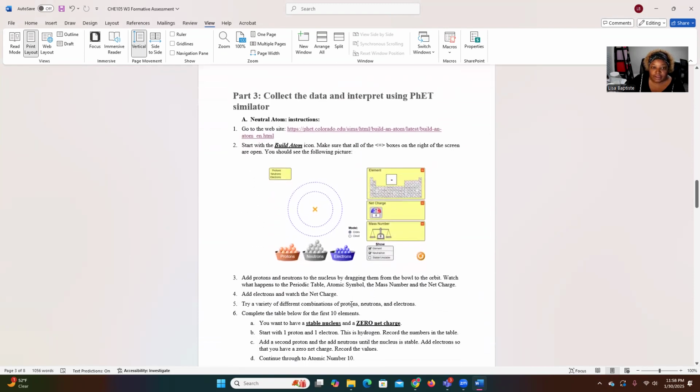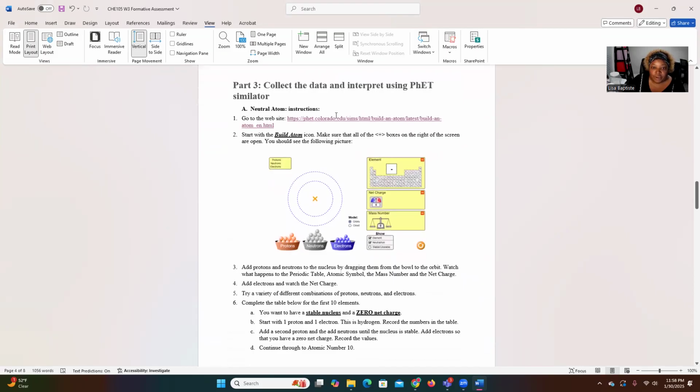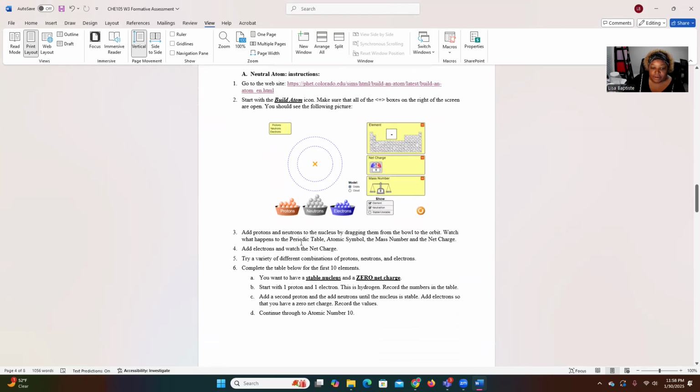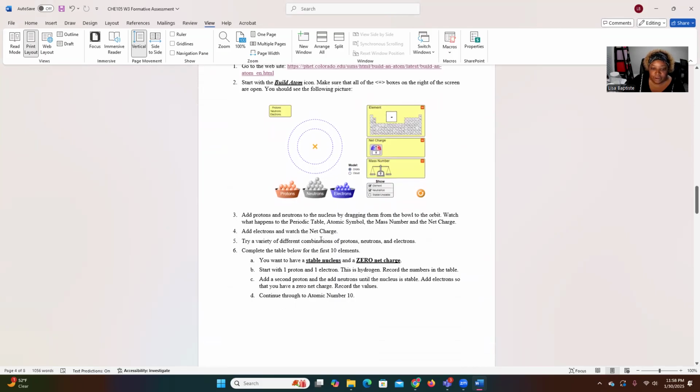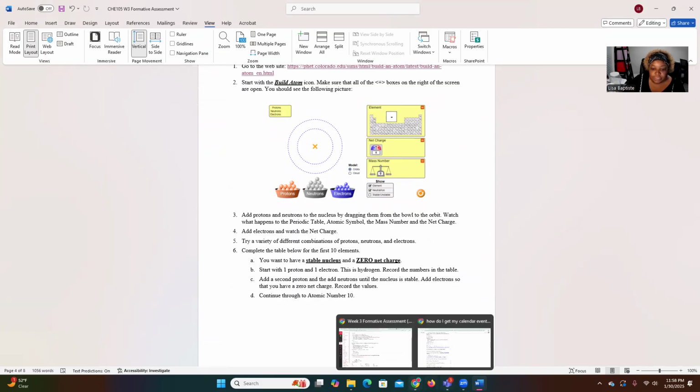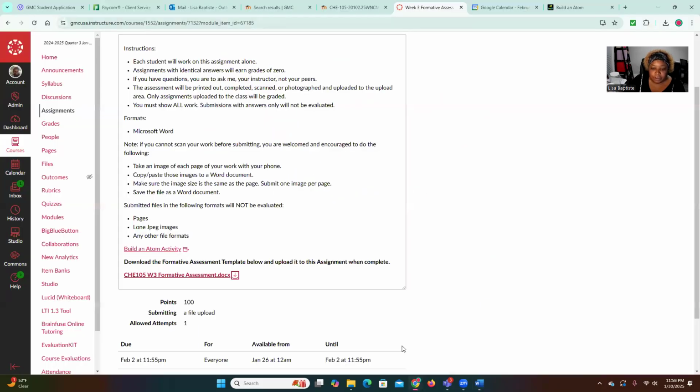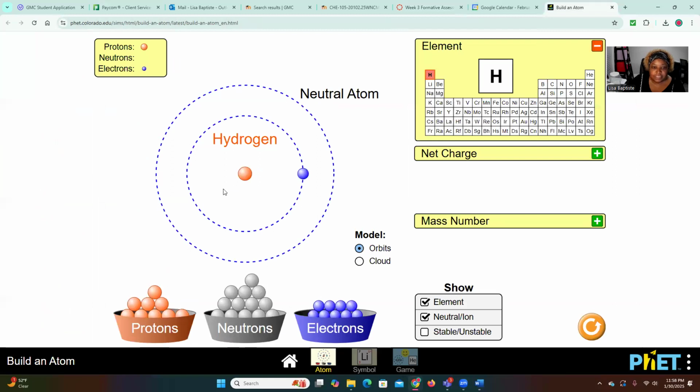Then if we scroll down to part three, you're going to use this simulation. And so we want to build an atom, and you want to add protons and neutrons to the nucleus just to see what's going on. Okay. And then you add a combination of protons, neutrons, and electrons. And so I want to show you the simulation. So we're going to go back here and then go to the simulation. So this is the first simulation we're working on.